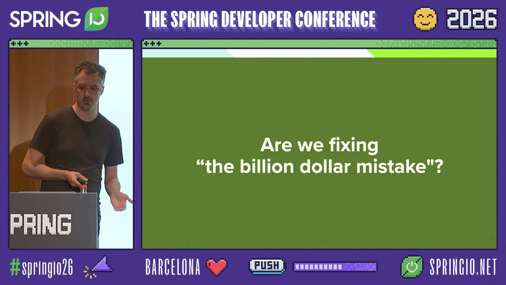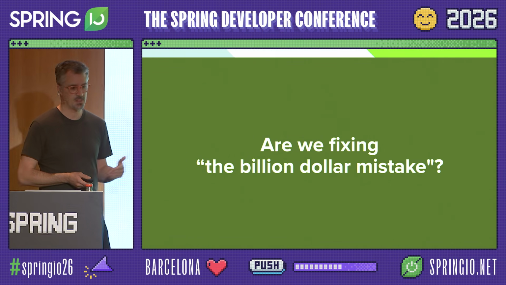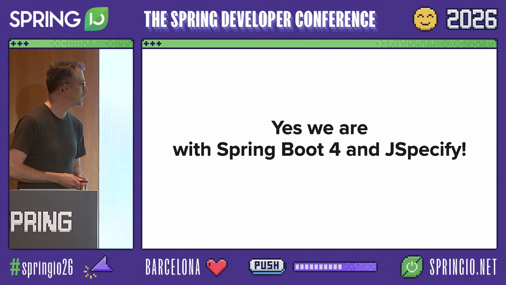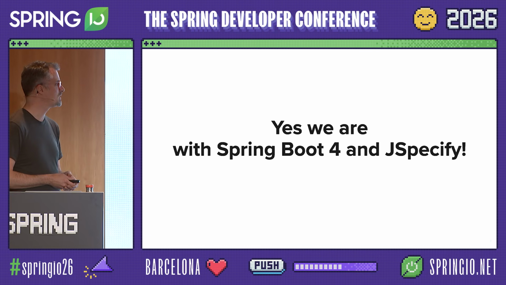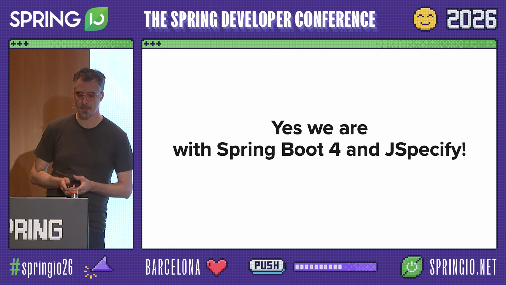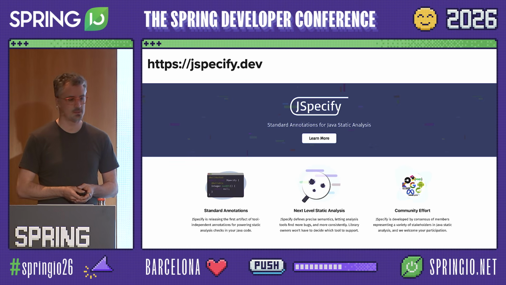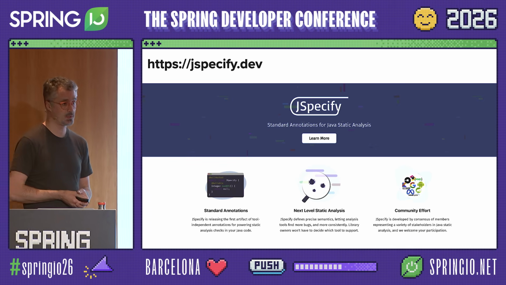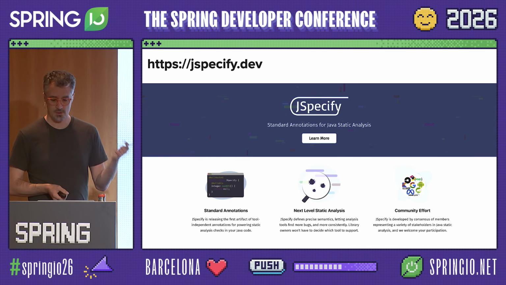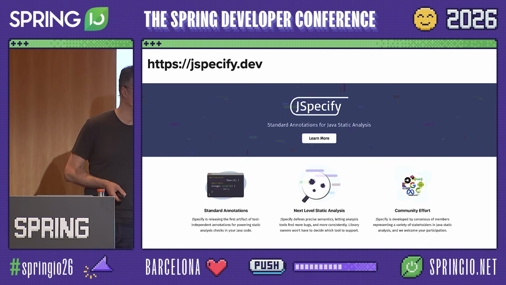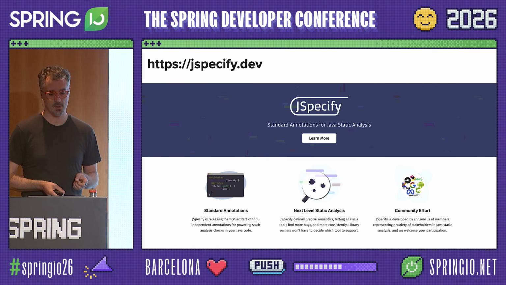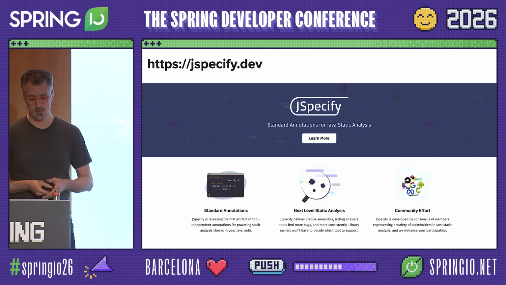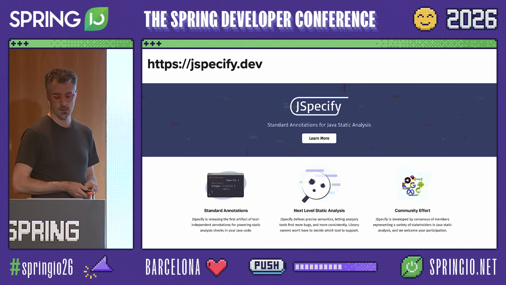So are we fixing the billion-dollar mistake, which is basically the qualifier that is used by the null inventor on the C side? Yes, we are, and we are going to fix it with Spring Boot 4 and JSpecify. JSpecify is a community effort performed by various companies and organizations like Google, JetBrains, Broadcom via Spring, and many others. We have tried to come together in order to standardize annotations to express null safety, but the scope could be a bit bigger later.